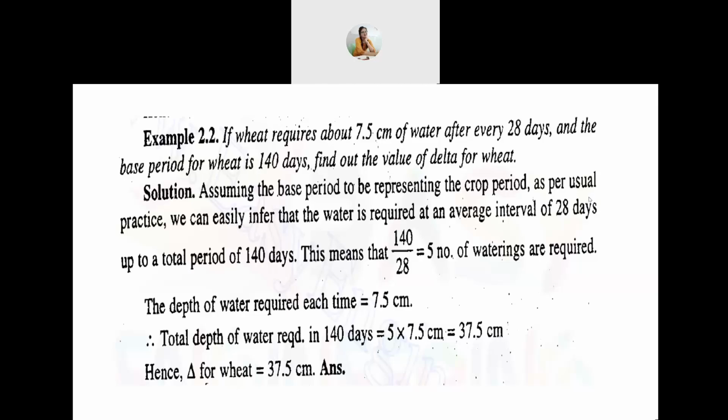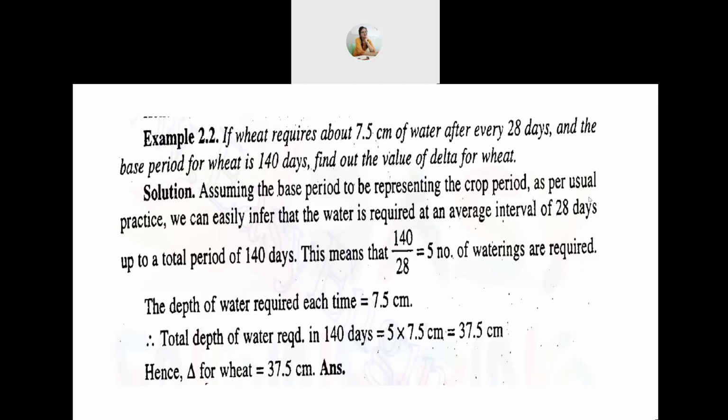Okay, so the next numerical is: if wheat requires about 7.5 centimeter of water after every 28 days and the base period for wheat is 140 days, we have to find out the value of delta for wheat. So we assume that the base period represents the crop period. So we can easily infer that water is required at an average interval of 28 days, which has been given, and the total period being 140 days, which has also been given.